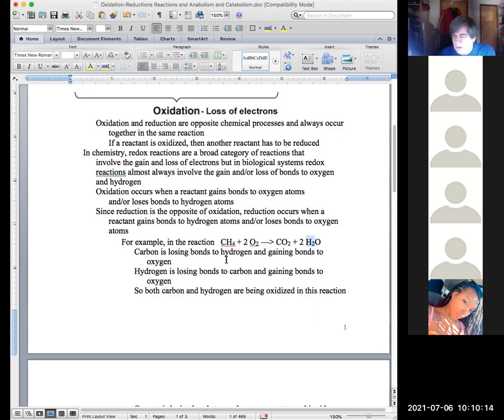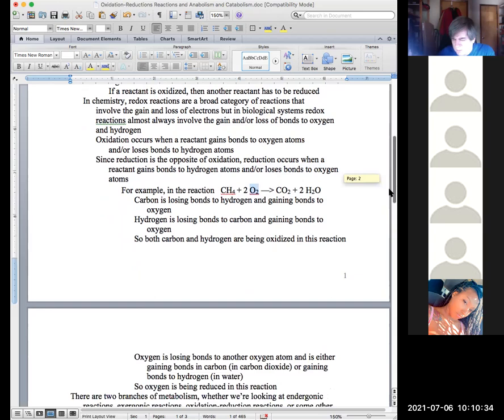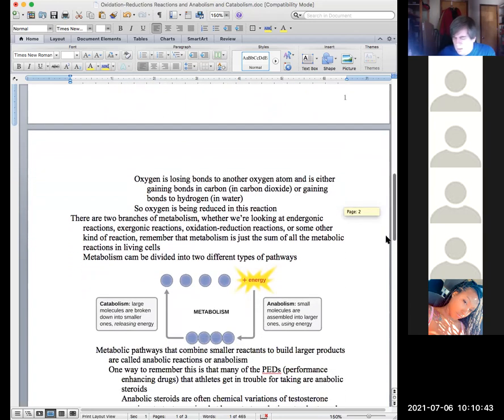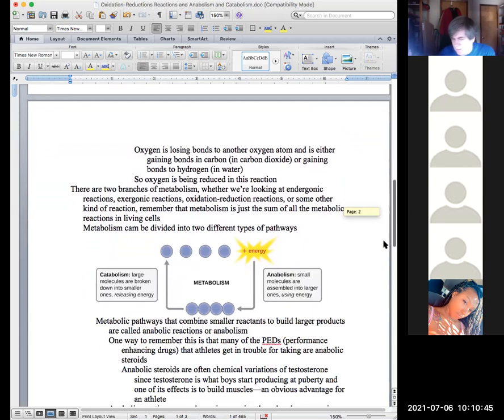So oxygen is actually losing bonds to oxygen. So that means that if we have something that loses a bond to oxygen, it's being reduced. So here we could say CH4 is being oxidized, O2 is being reduced. So if we have oxidation happening, reduction has to happen too. We can't have just one of them. So we want to keep that in mind.